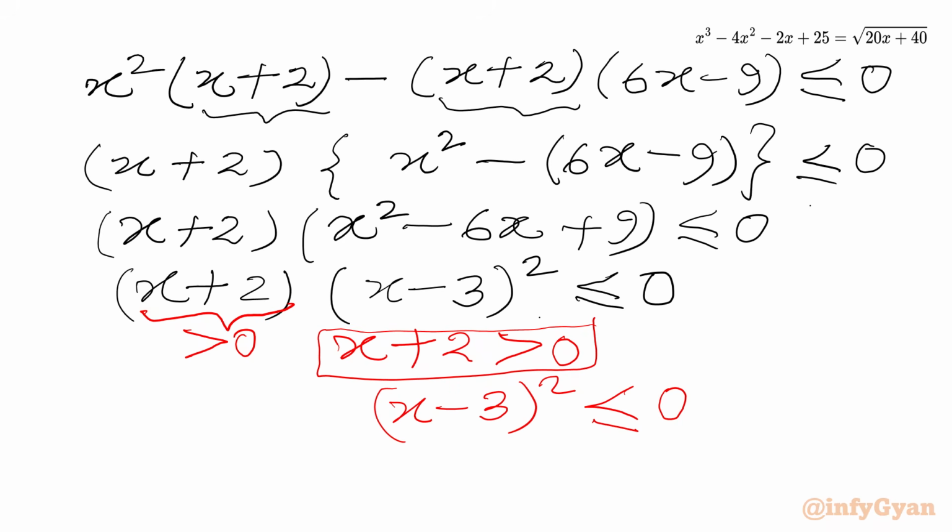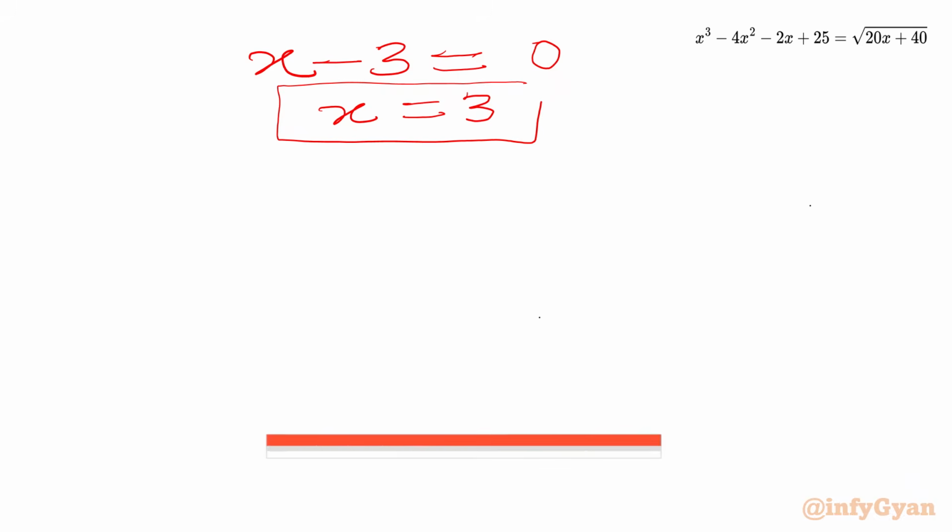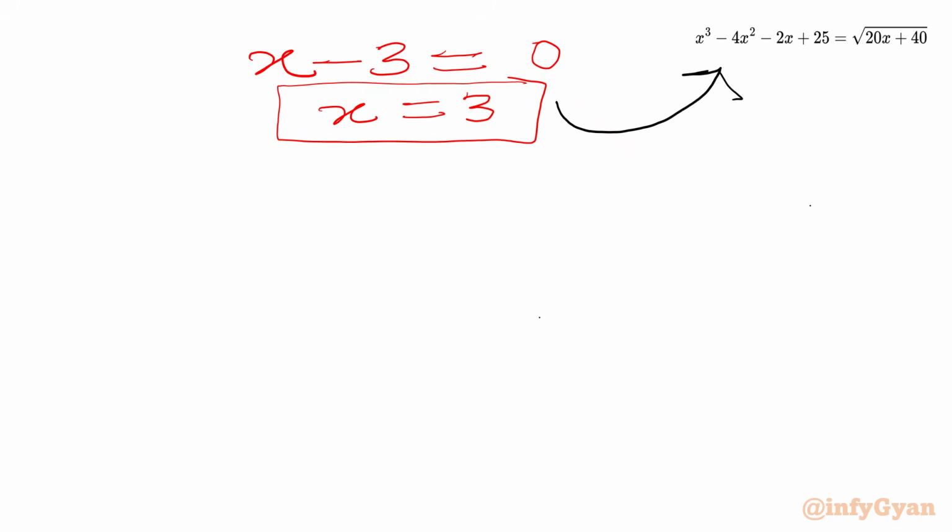But in real numbers, square cannot be negative. X minus 3 whole square cannot be less than 0. So only this equality will hold true. So we will write here x minus 3 whole square should be equal to 0. So x minus 3 should be equal to 0. X should be equal to 3. Now we will verify our equation whether it will satisfy x equal to 3 or not. So we will write here check.